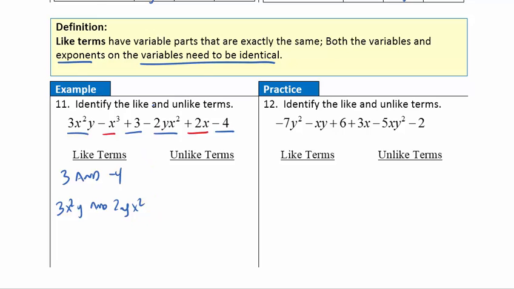Okay, unlike terms, we already talked about. That was the negative x cubed and 2x were unlike terms. Okay, go ahead and pause your video player and answer practice question 12. When you're done, hit play to see how you did.